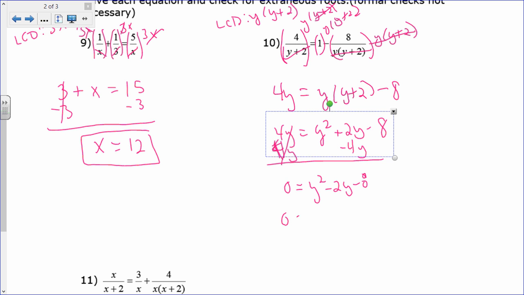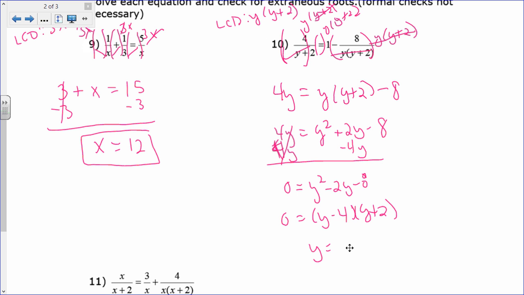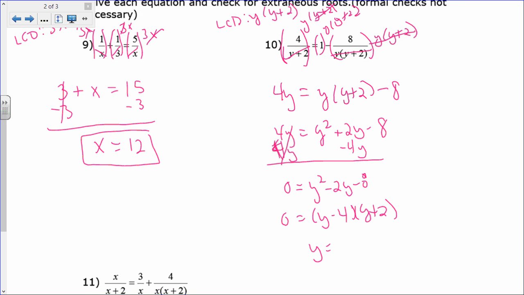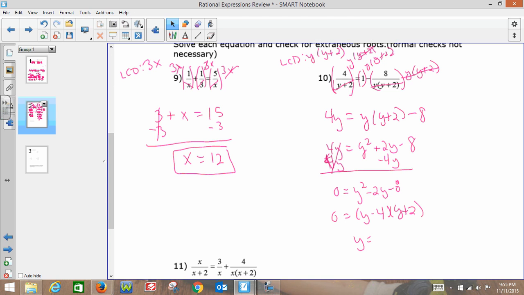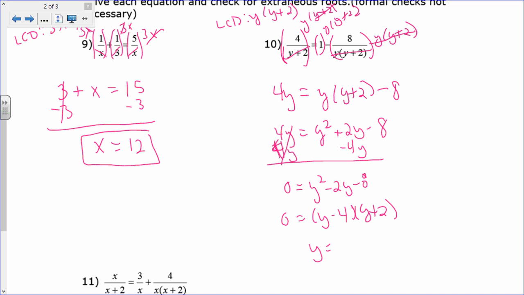Now, I'm going to factor that, and I'll get y minus 4 and y plus 2. So that means y will be equal to 4, and y will be equal to negative 2. 4 will not make any of my denominators 0, but negative 2 will. So I need to reject that and just keep the 4.